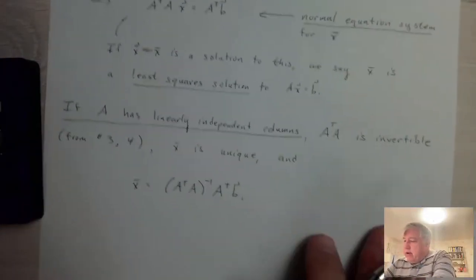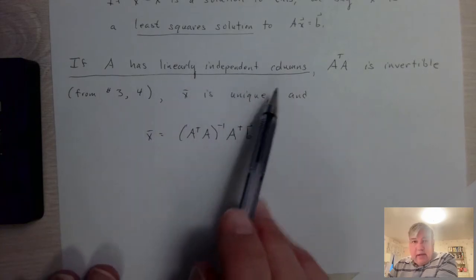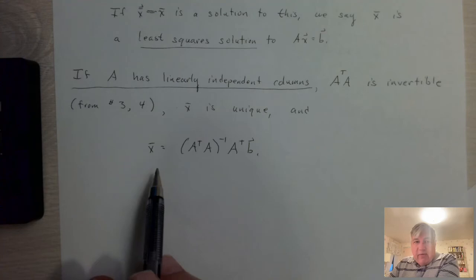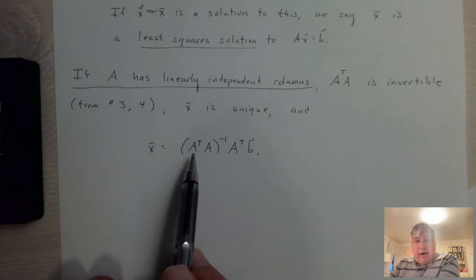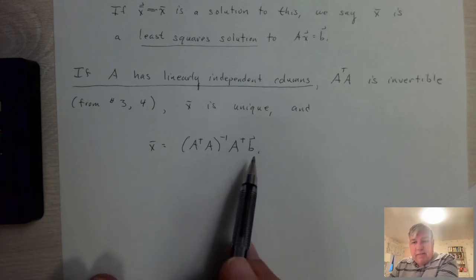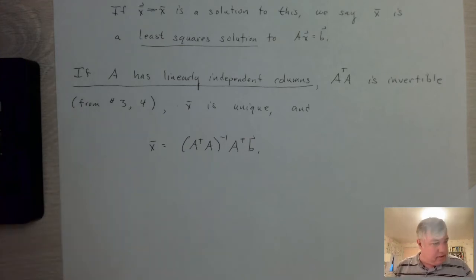That's why if A has linearly independent columns, A transpose A is invertible, and in fact we can find the least square solution where we have the inverse of A transpose A times A transpose times B. It looks nasty, but the important thing is it's the formula, and it's doable. It's calculable. It's not as hard as you would think.